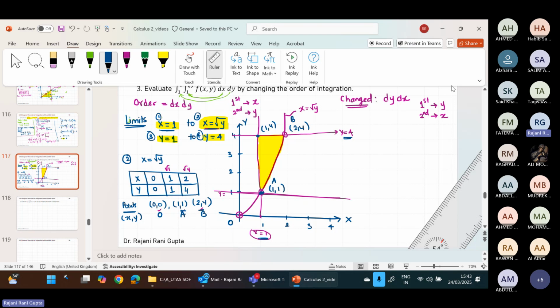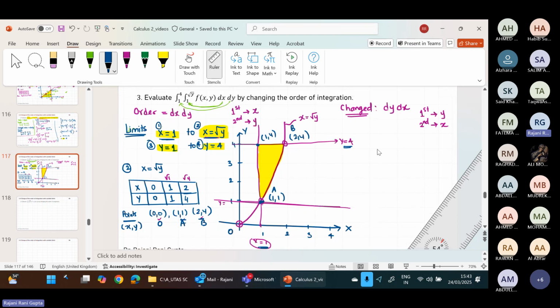Now here, you have the limits in terms of x first. Like you are first integrating with respect to x. It means you are moving horizontally. If you want to change the order, you need the integration first with respect to y. It means you have to move vertically in the change. So currently you are having it from here to here. Okay, this is for x. That is x equal to 1, x equal to root y.